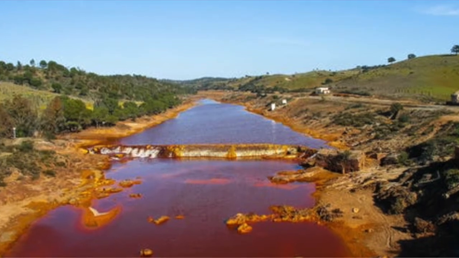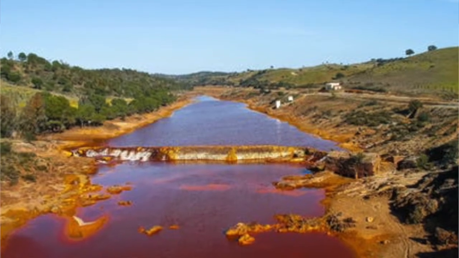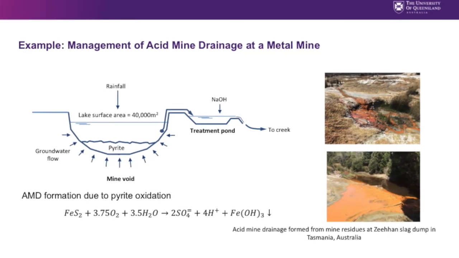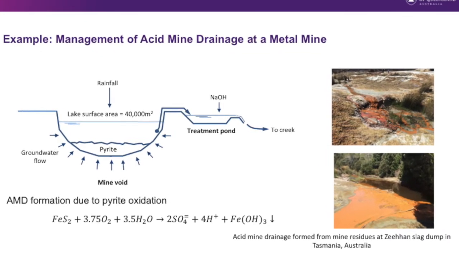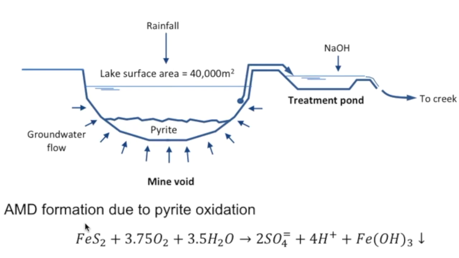Acid mine drainage is a worldwide problem that pollutes water streams. And why is this happening? It's because when mining activities are happening, you start exposing pyrite to oxygen. And when oxygen is present and we also have wet conditions, bacteria start transforming the pyrite and producing sulfuric acid.